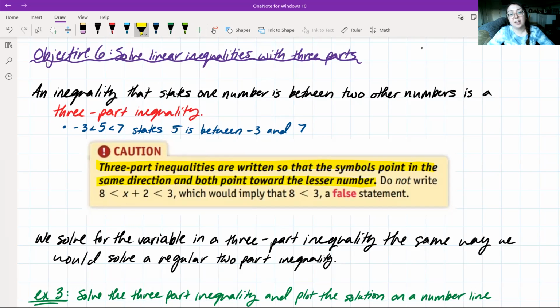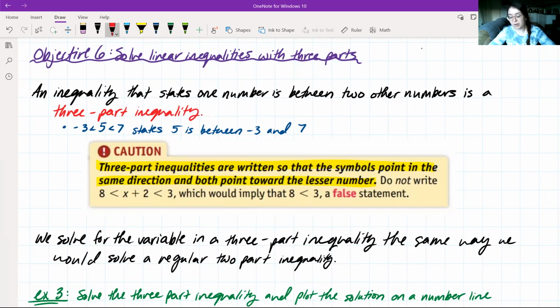So you cannot and do not write 8 is less than x plus 2, which is less than 3, because this implies that 8 is less than 3, which is not true. So that would be false, so we can't write it in that way. We have to write them in the same direction, pointing towards the lesser number.